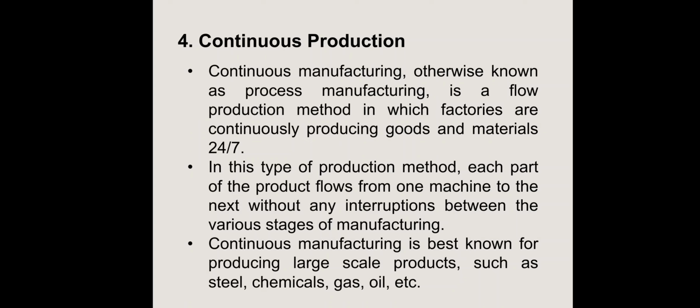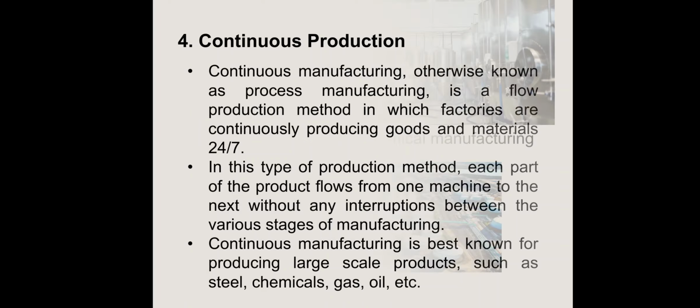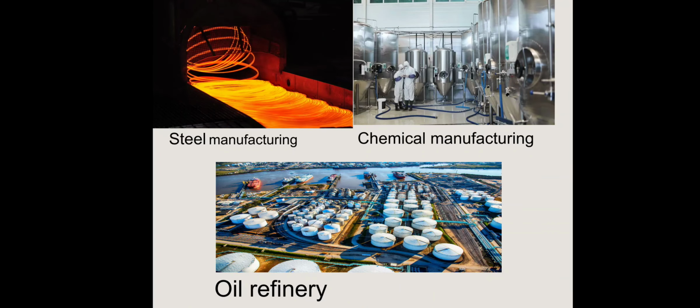Continuous production. Continuous manufacturing, otherwise known as process manufacturing, is a flow production method in which factories are continuously producing goods and materials 24/7. In this type of production method, each part of the product flows from one machine to the next without any interruptions between the various stages of manufacturing. Continuous manufacturing is best known for producing large-scale products such as steel, chemicals, gas, oil, etc. Examples of continuous production: steel manufacturing, chemical manufacturing, oil refining.